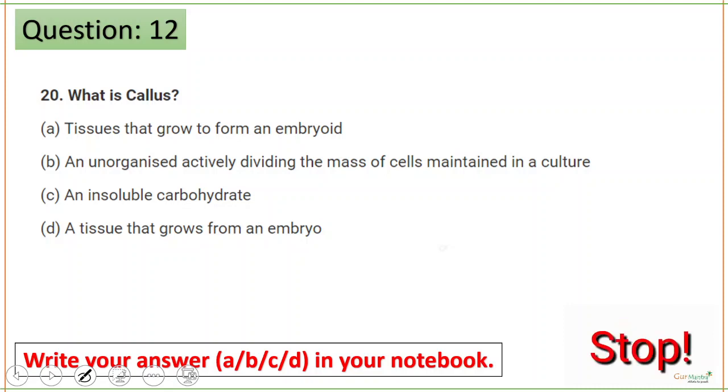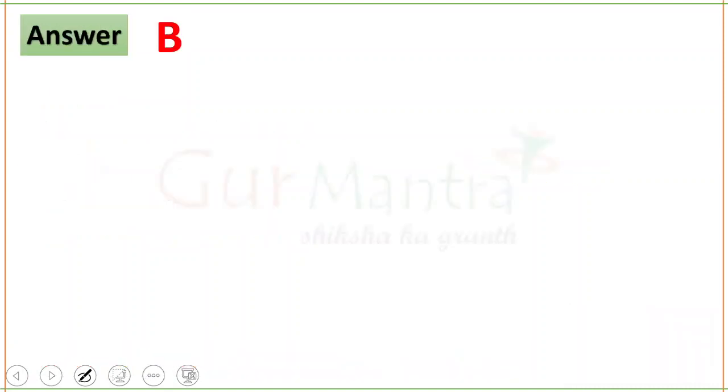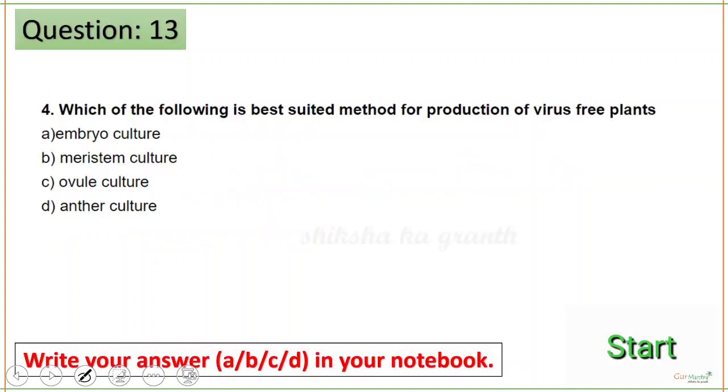Okay, so this question is, what is callus? A very simple question. You just have to read the options and answer the question. An unorganized, actively dividing mass of cells maintained in a culture. So this is the callus culture. Okay, B is your correct option. Next question.